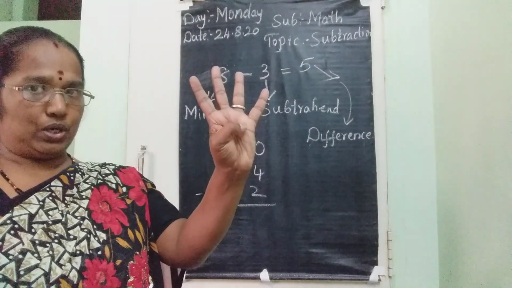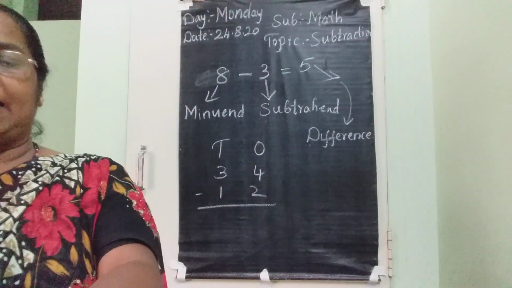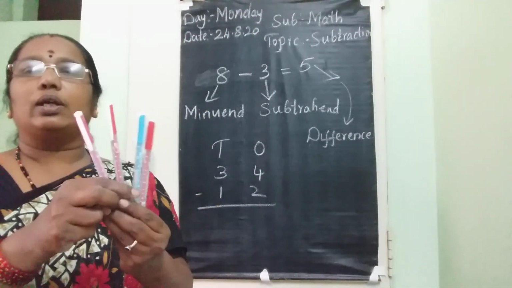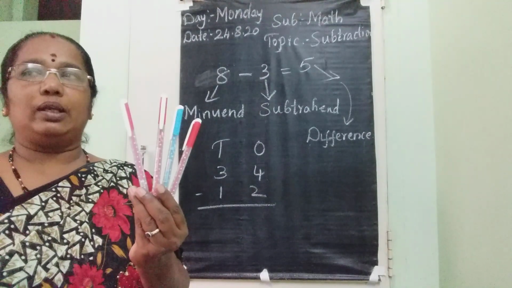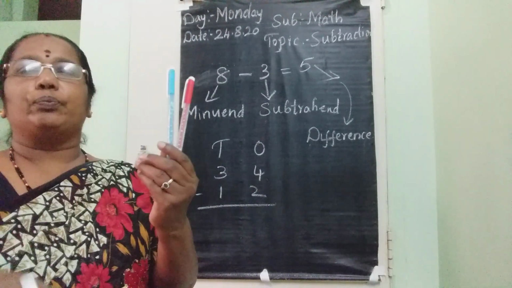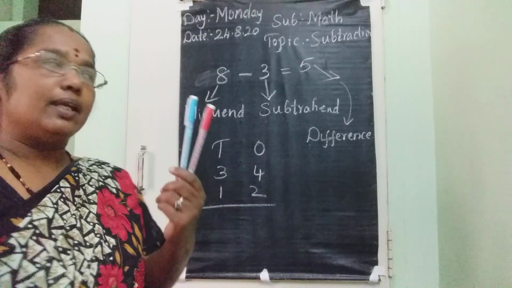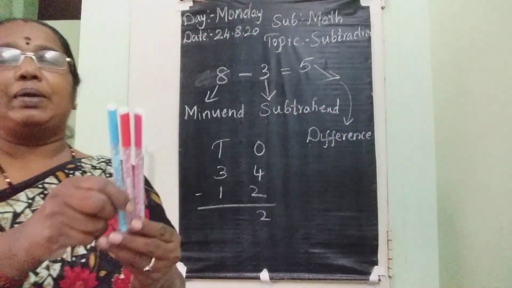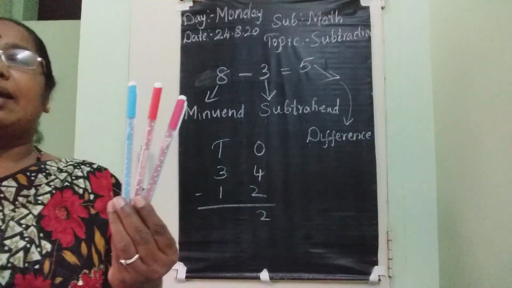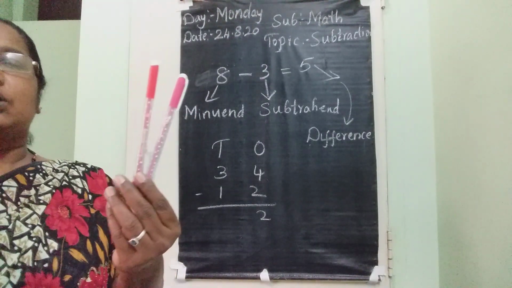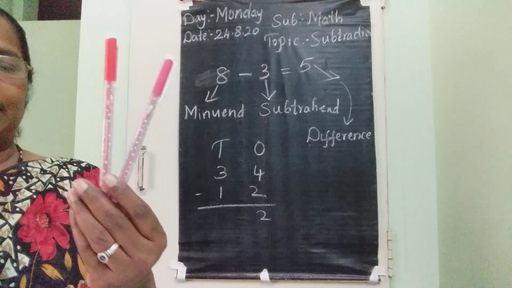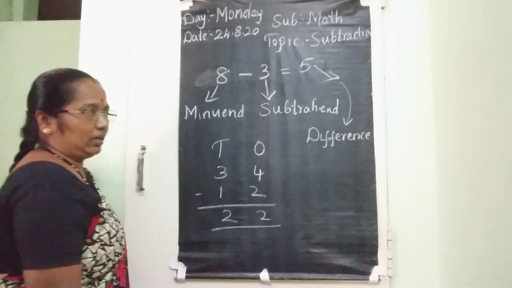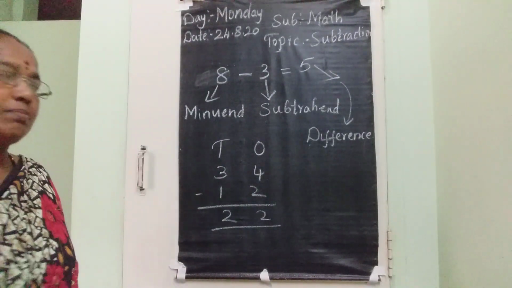See, I have 4 pens with me and I am going to take away 2 pens. So, 1, 2. How much is remaining? Yes, 2. Very good. Now I have 3 pens with me and I am going to take out 1 pen. So what is the remaining? Yes, 2. Very good. So I got 22 as my difference.